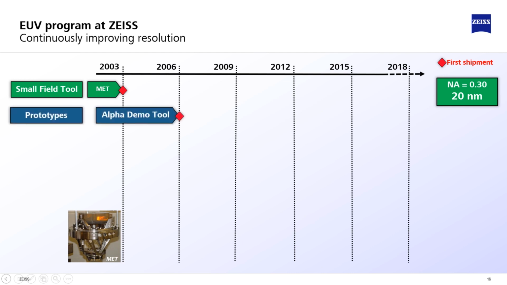Therefore, ASML and Zeiss continued their EUV development with the introduction of their first full-field R&D EUV system, capable of exposing a full field at wafer. The name of the prototype was Alpha Demo Tool, or ADT, and was delivered for the first time in 2006.